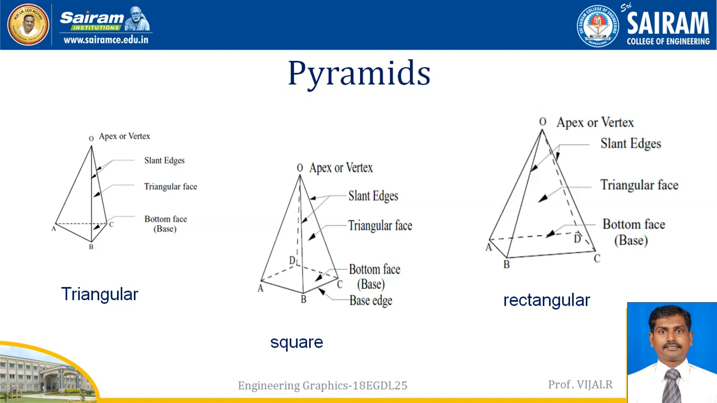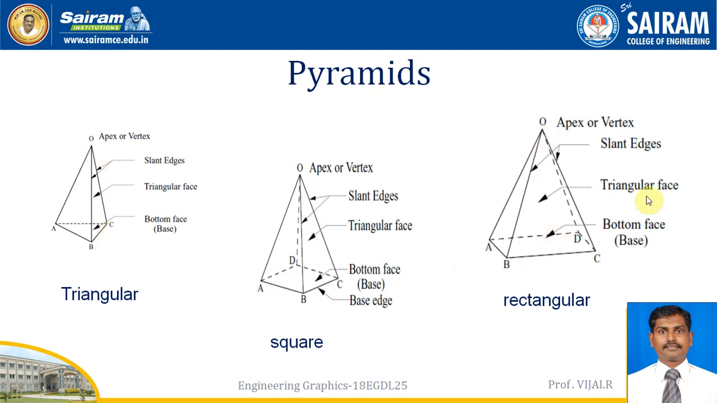There are types of pyramids, and as we said, they are named by the shape of the base. A triangular base connected with the apex we call a triangular pyramid. Here a square base with all the corners of the square connected to an apex we call a square pyramid, and the rectangular one we call a rectangular pyramid.